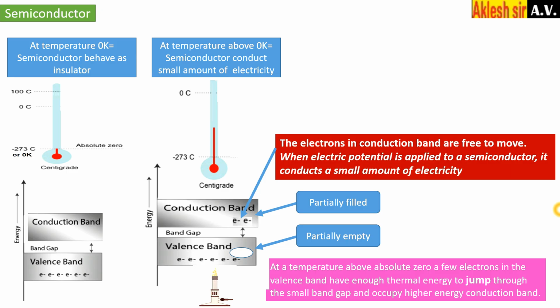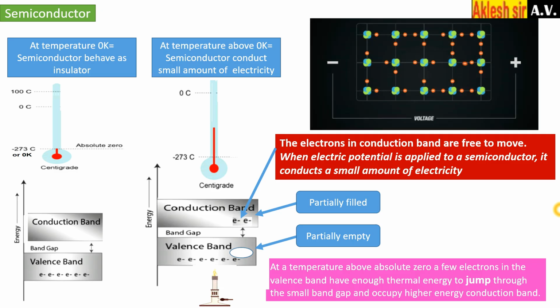Now the electrons present in the conduction band are free to move when a potential difference is applied. So you can see here, when you apply a battery, that is a potential difference, some free electrons present in the conduction band move towards the positive terminal of the battery, and that will conduct electricity. So some few electrons may be present in the semiconductor.